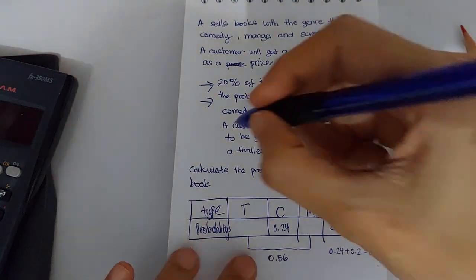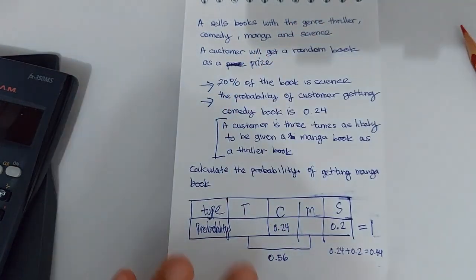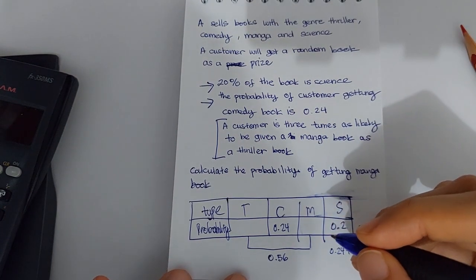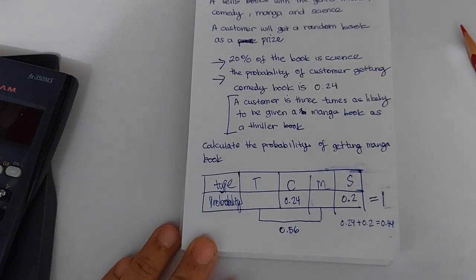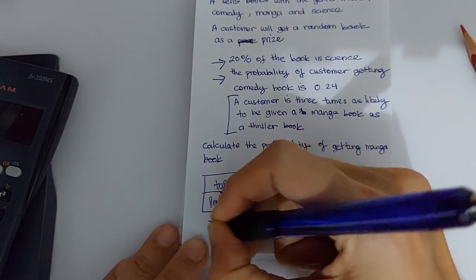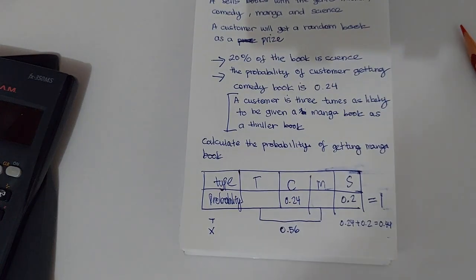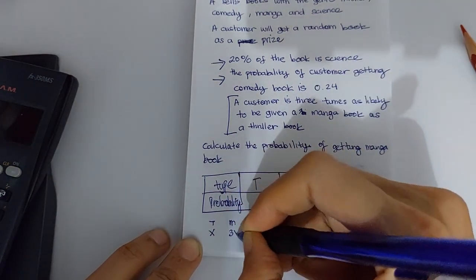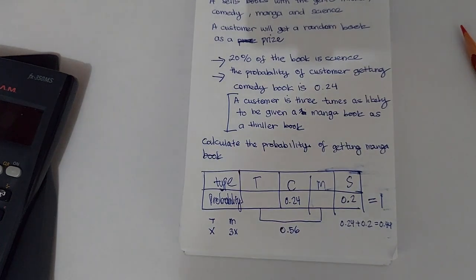Now we go to the last fact. It says a customer is 3 times as likely to be given a manga book as a thriller book. Now, I don't know what the probability of the thriller book is, but let's say it will be X. I will draw it here. If the thriller is X, the customer is 3 times as likely to be given a manga, right? So manga will be 3 times of this one, 3X.